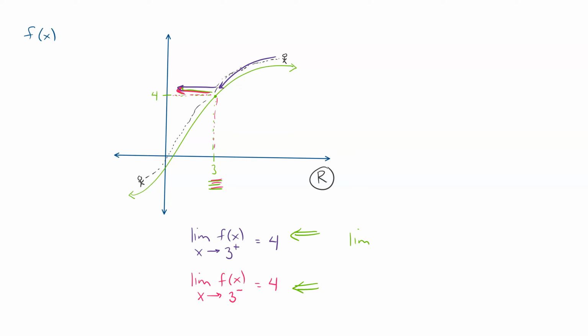If a limit doesn't specify a side, if it just says the limit of the function as x approaches 3, then that means you actually have to approach from both sides. You have to do both the right and the left. And if your answer from the right and your answer from the left match, then that is the answer for the overall limit. And if they don't match, then we say the limit does not exist.